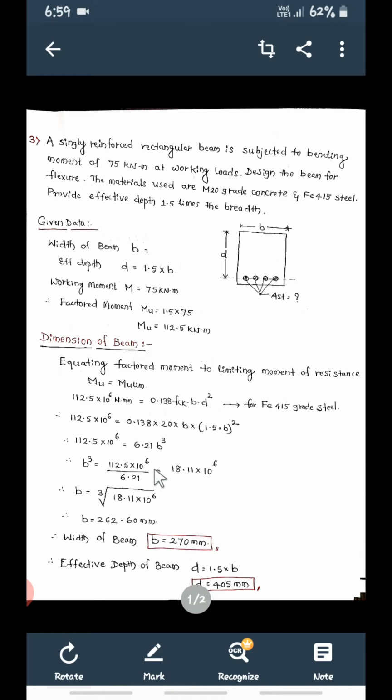Now this is b, and what is the condition given? Effective depth d is equal to 1.5 times b. So effective depth d is 1.5 times this b, which comes around 405 mm. So in the first step we have found out the dimensions, that is, width of beam and effective depth of the beam. Next we are going to find out the area of steel.